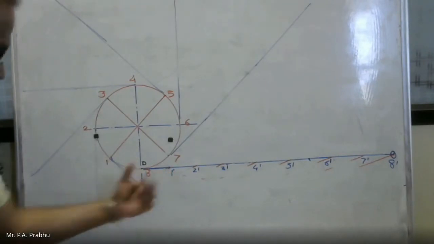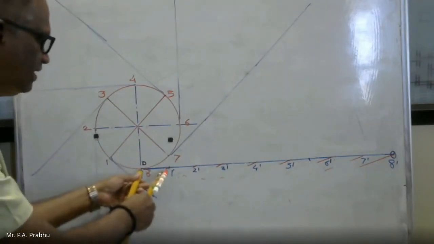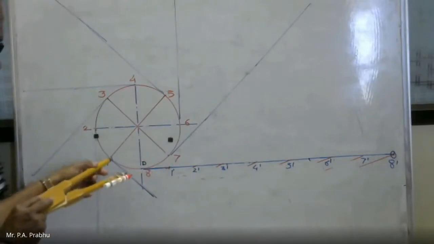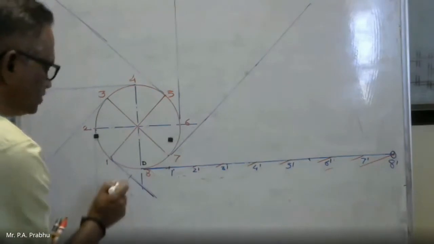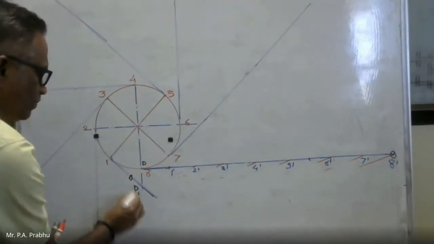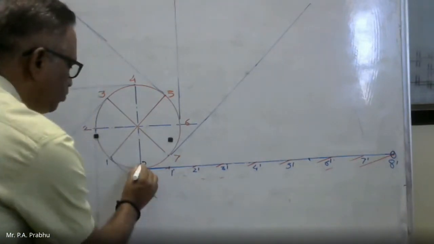of that thread. So in a compass, I will take a distance equal to P1 and I will take a center as 1 and I will mark here. So this is the new position of point P. So I will mark as a point P. So see, this is a point P.